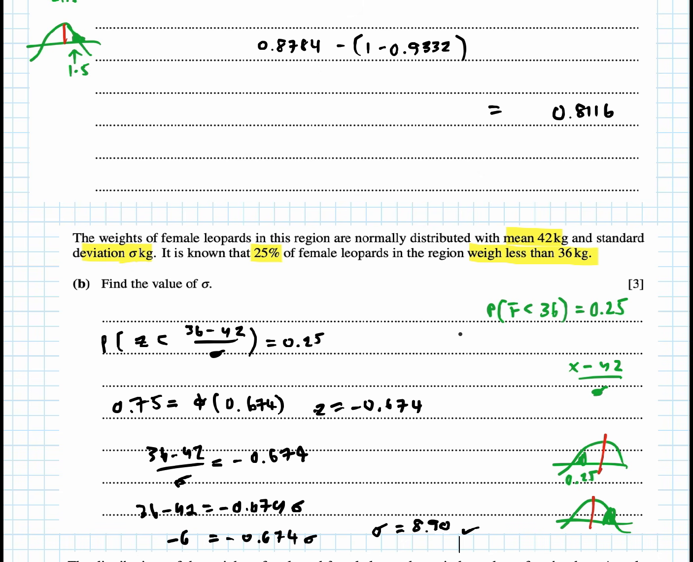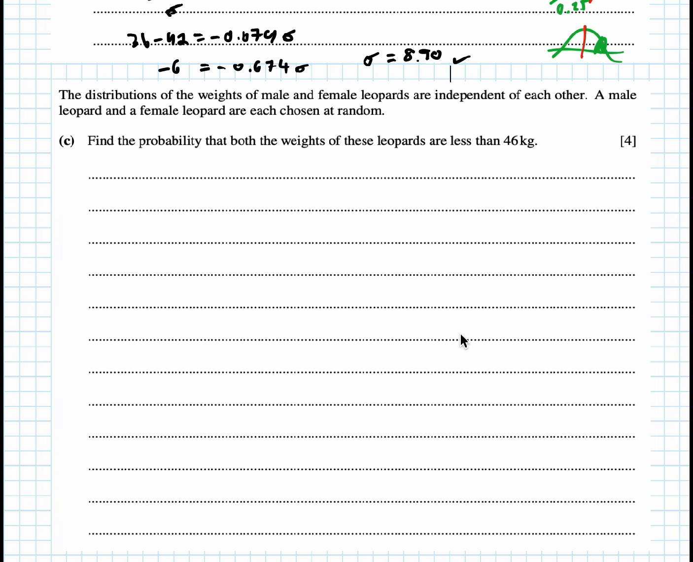And that's question 4B. 4C is where we have to bring these two parts together in some way. So we've got the weights of the males and females. We'll do them separately. They're independent of each other. And we have to find the probability of both of them being less than 46 kilograms. So the male one gives us that specifically actually in the question. So from part A, you'd have that.